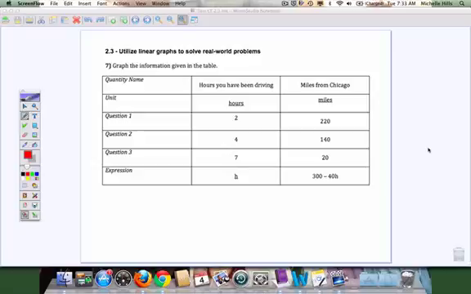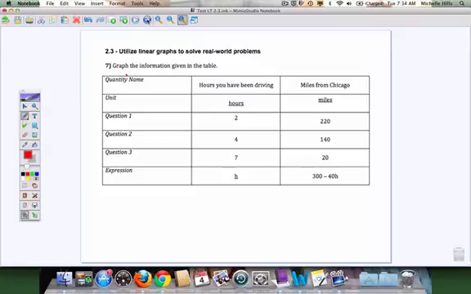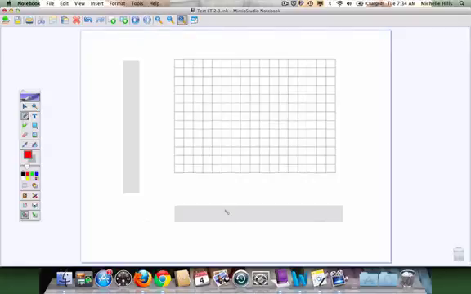So I need to graph this information. I need to make sure that I put the labels on my axes, at least using the units. So hours and miles. Hours would be the independent variable because the number of miles I've gone depends on how long I've been traveling. And you don't need to write yours this way. You could turn it sideways and write miles this way. I just can't turn this sideways.